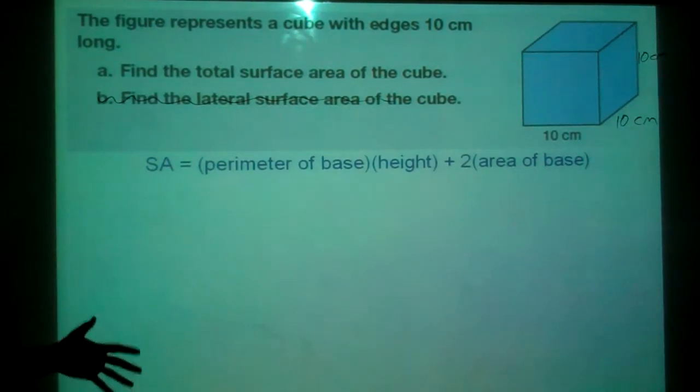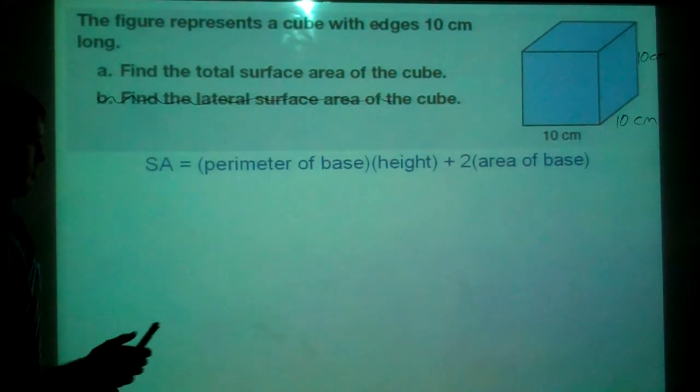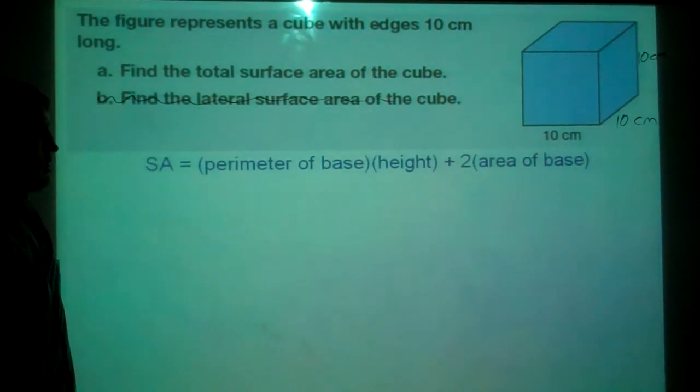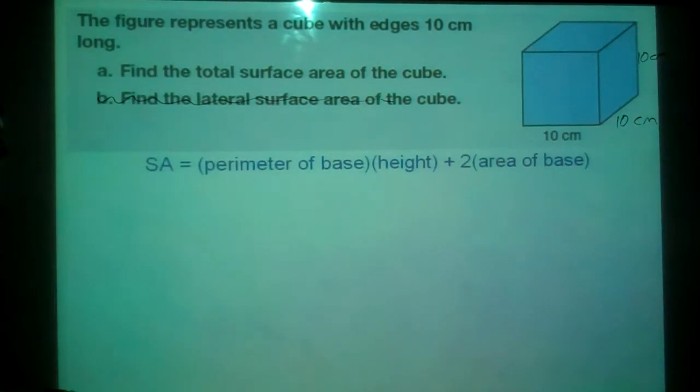And I was wrong. You can do it that way all the time if you want, but it just takes a little bit more time. So let's see how this formula helps us save some time. Maybe not for this one, but it will on the next couple. Okay? So, perimeter of the base.